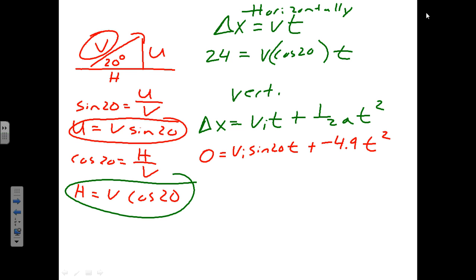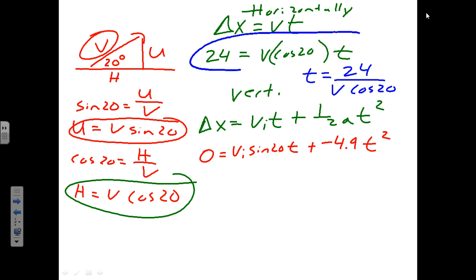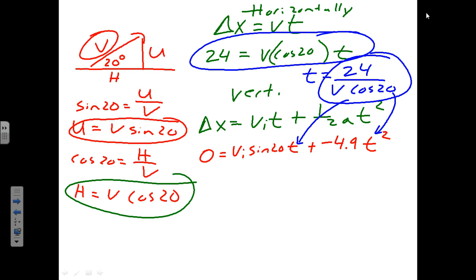Key thing to notice is in both of these equations we have two variables. So we're going to have to solve one of the equations for a variable and then do some substitution. And the easiest way to do that would be to go up to this top equation, the horizontal equation, and solve for T. And you should be able to see that T equals 24 over V cosine 20. Just solve this equation for T by doing a little bit of algebra. Now I'm going to take this T and I'm going to substitute it for T here and for T here. So let's do that down at the bottom.